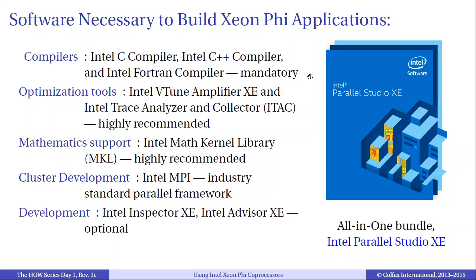The compiler you can get independently or as a part of a bundle such as Intel Parallel Studio XE, which also comes with performance optimization tools, mathematics support libraries, and some clustering tools. In this course, the very last session will actually demonstrate using two of these tools, the profiler Intel VTune Amplifier and the math library MKL. But most of this course is focused on using the compiler.